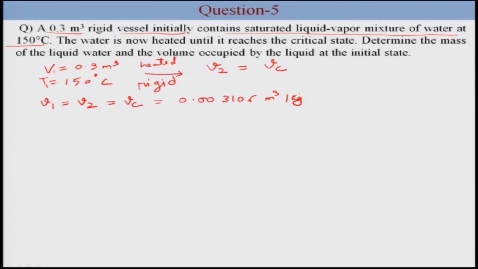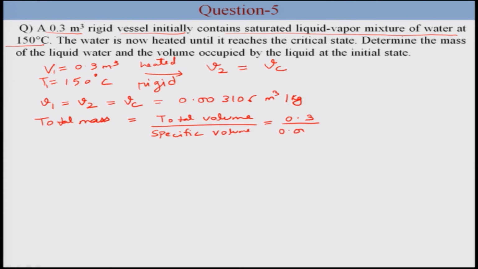So, we can calculate the total mass of water in the vessel. Total mass is total volume divided by specific volume. This is equal to 0.3, which is the total volume, and the specific volume is 0.003106. So, this is equal to 96.60 kg. So, total mass is 96.60 kg. The water is now heated until it reaches the critical state. We have to determine the mass of the liquid water and the volume occupied by the liquid at the initial state. We know that it is a mixture of saturated liquid vapor.